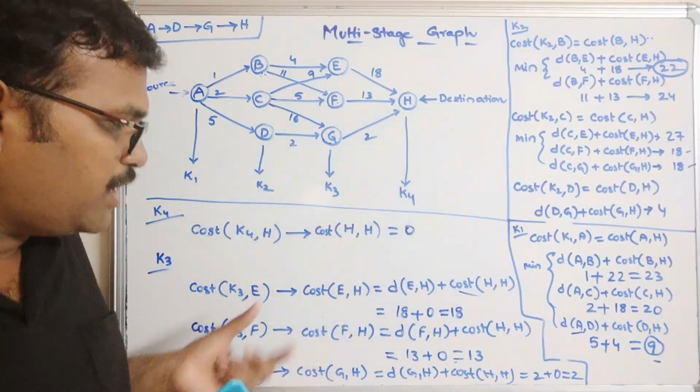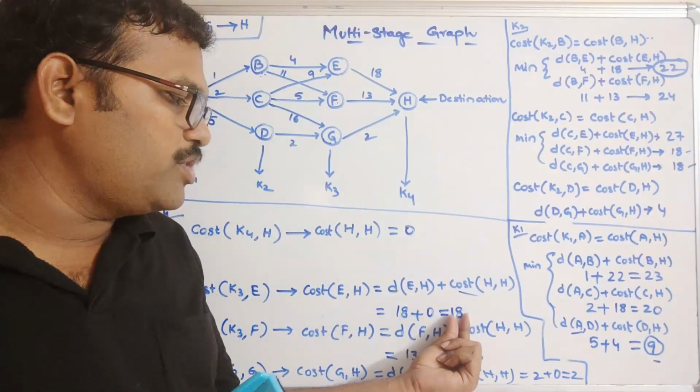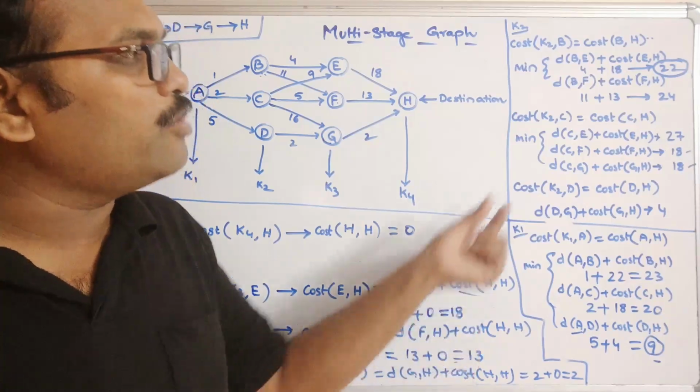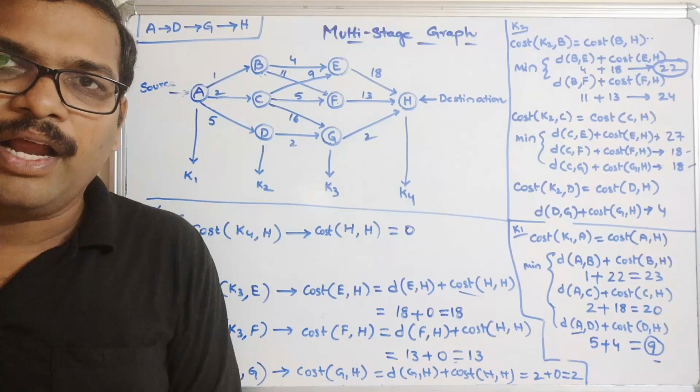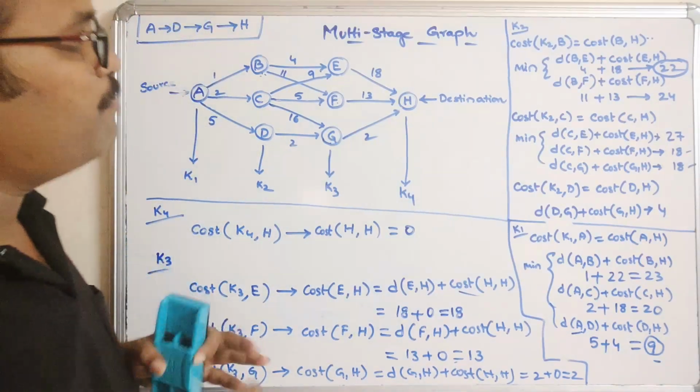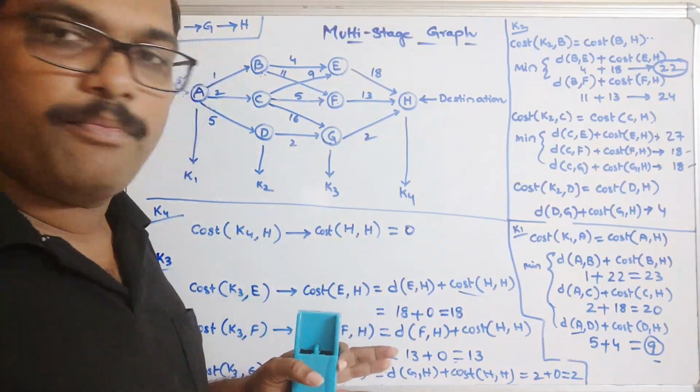For every situation we are saving the solution, and the same solution we are using in our next recursions. So I hope you understood this multi-stage graph problem.